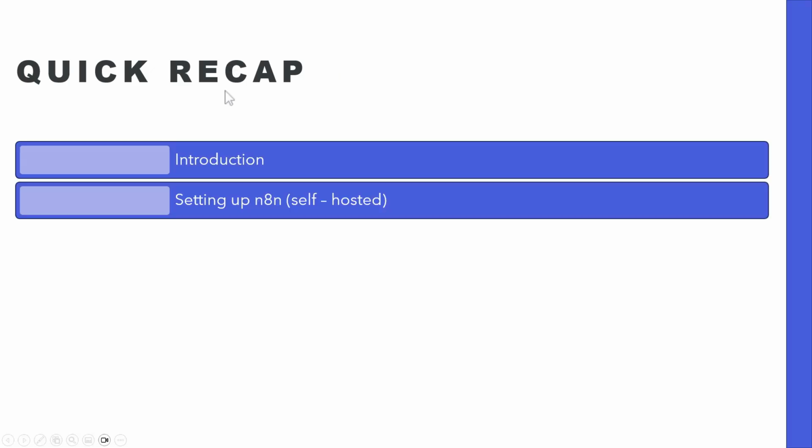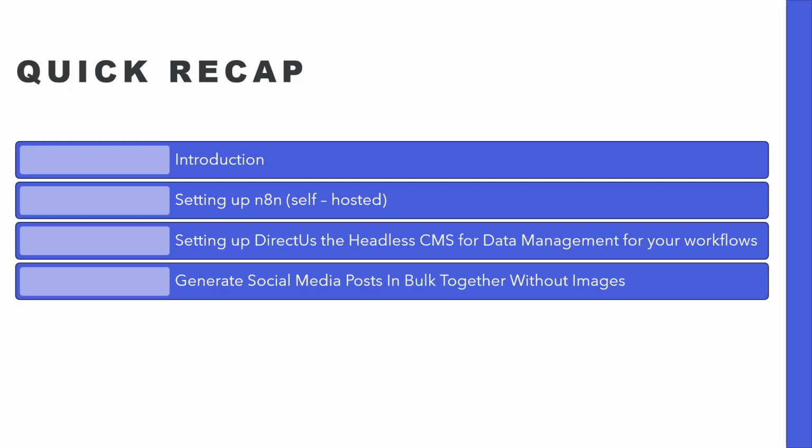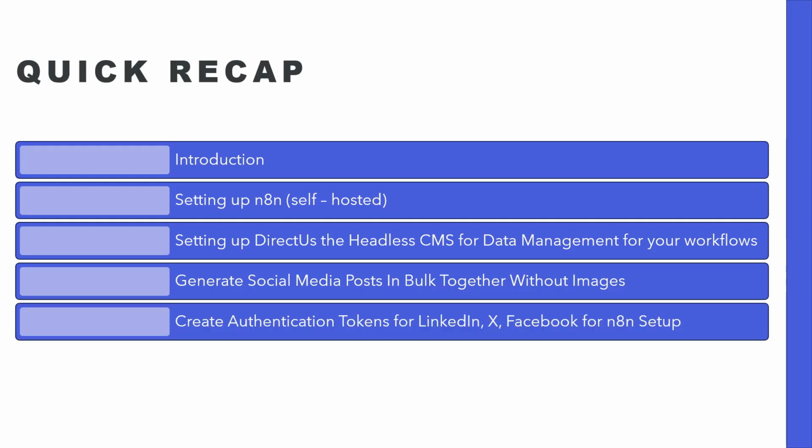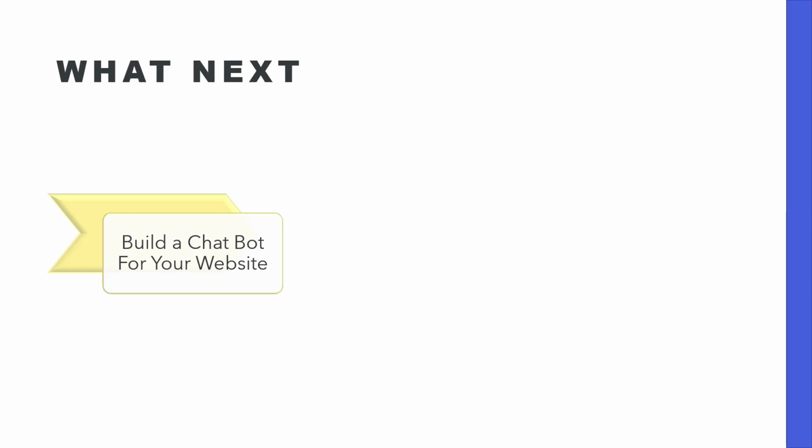Welcome back. So we are going to do a quick recap as to what we have covered up till now. We set up the N8N self-hosted. We set up Directus, the headless CMS. And then we generated social media posts in bulk without images. Then we created the tokens and set up the credentials for LinkedIn, X, and Facebook. Then we actually generated social media posts and we did our first agent by scheduling the post on autopilot. And now we are going to see what's next.